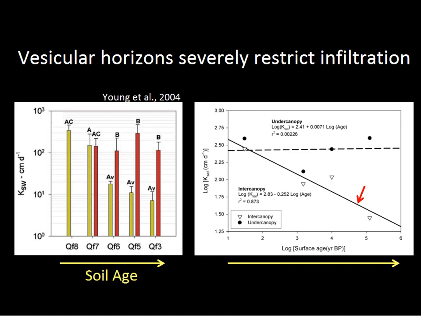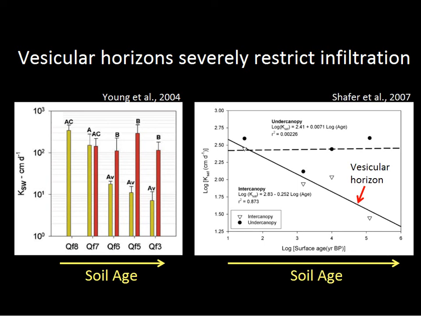And what you'll notice is that with increasing surface age, as the vesicular horizons develop, there is a decrease in infiltration rate. And I should point out this is on a logarithmic scale, so this is a really dramatic decrease in infiltration that's taking place. What the red bars are showing is that when the vesicular horizon was removed and they measured infiltration directly into the underlying horizon, which was either a B horizon or an AC horizon, there was no longer a decrease in infiltration rate with increasing age. So this was isolating the vesicular horizon as the feature of the soil that's controlling infiltration.